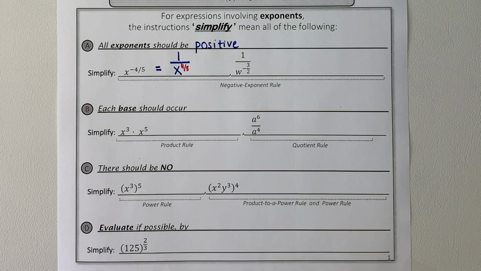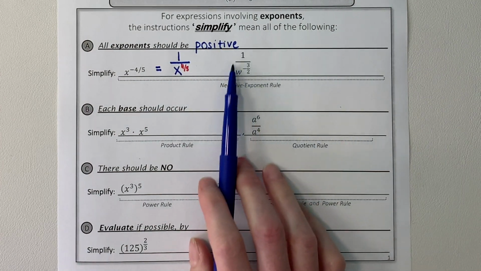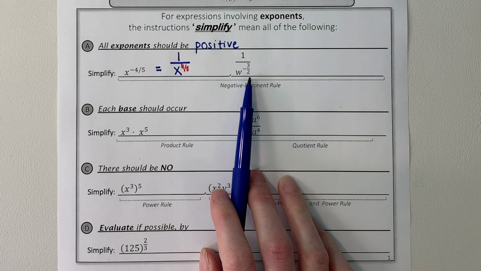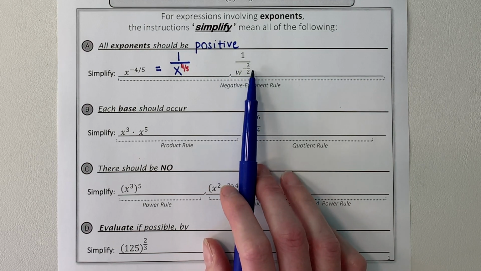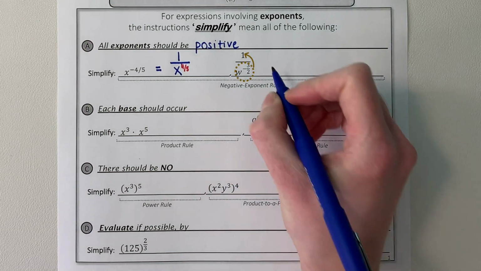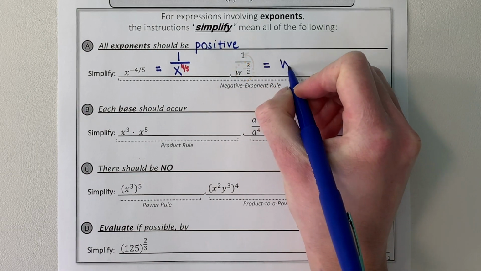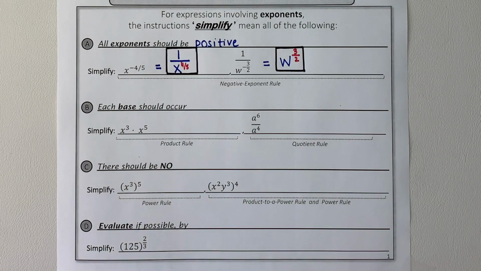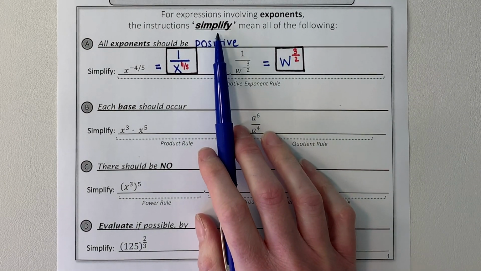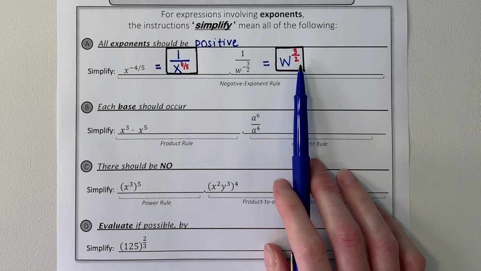Let's look at one more example. If we're asked to simplify this expression here, we notice there's a negative exponent, so we need to rewrite it using positive exponents. Since the expression involving negative exponents is in the denominator, we need to pick it up and move it to the numerator, and when we do that, the exponent becomes a positive 3/2. So when you're asked to simplify, make sure that your final answer involves only positive exponents, not negative exponents.